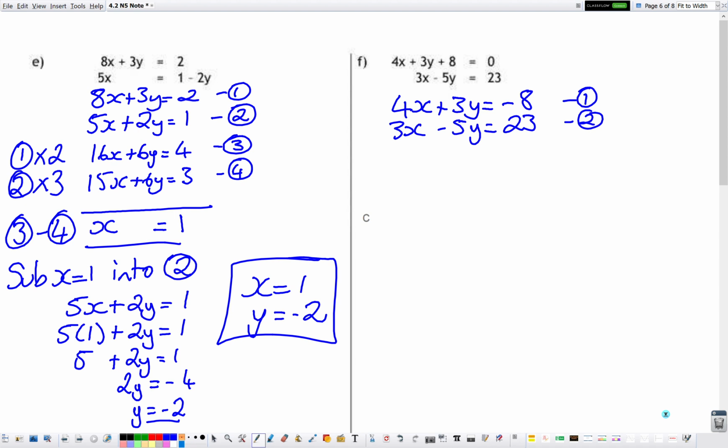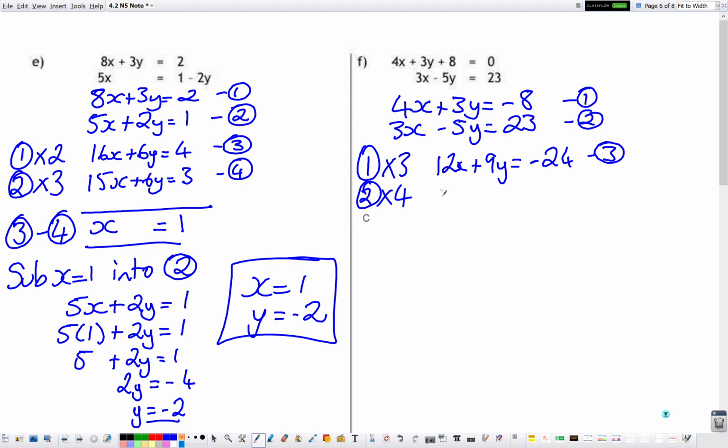Again, you decide, are you going to match up the x's or match up the y's. Now, 4 and 3, they both go into 12. So I know that if I multiply 4 by 3 and 3 by 4, they will both get to 12x. So that's the choice I'm going to do. You might choose to make these both into plus 15y and minus 15y and eliminate them that way. It's really up to you. But probably the easiest in this case is to do 1 times by 3 and 2 times by 4. So 1 times by 3, that's going to be 12x, plus 9y equals negative 24 for equation 3.